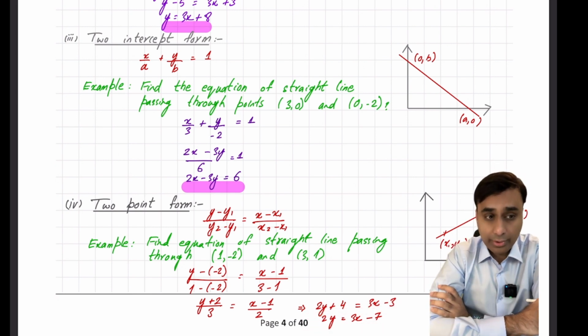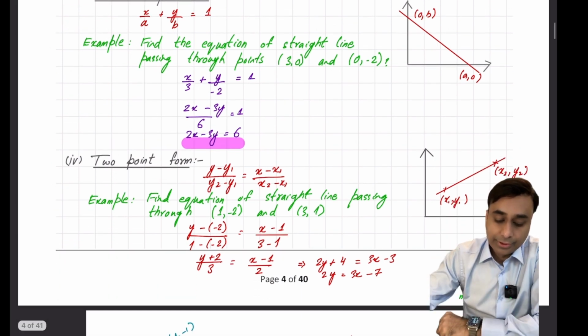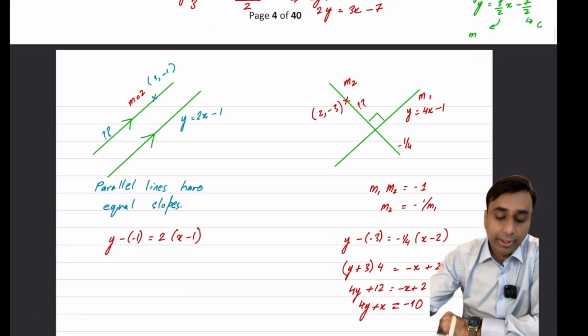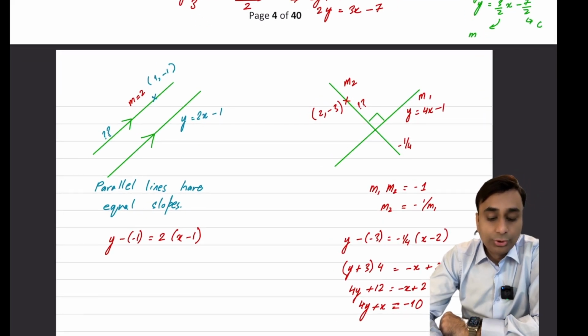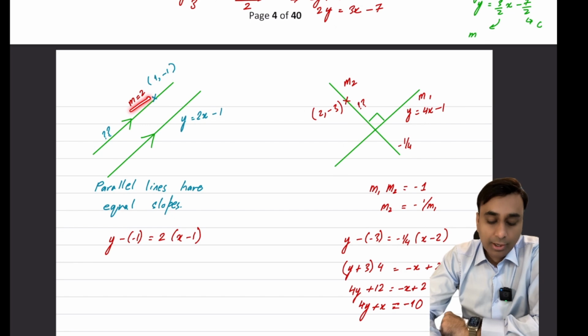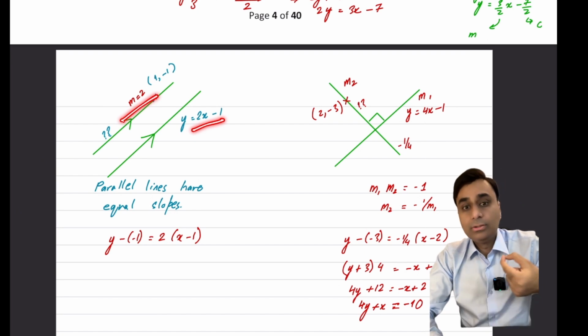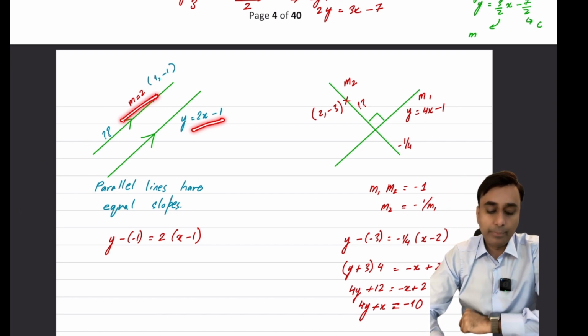One more important thing that you may find useful when finding the equation of a straight line is the relationship between the gradients of two parallel lines and two perpendicular lines. If you have two parallel lines, then both lines have the same gradient, equal slopes. So if you know the gradient of one line, you can copy it as the gradient of the other line, if it is known that both lines are parallel.